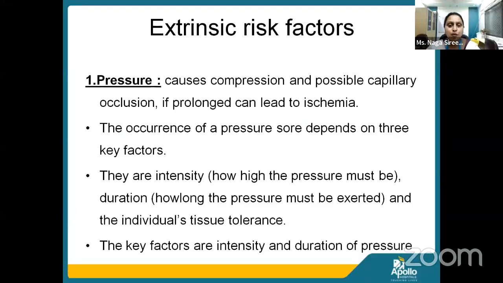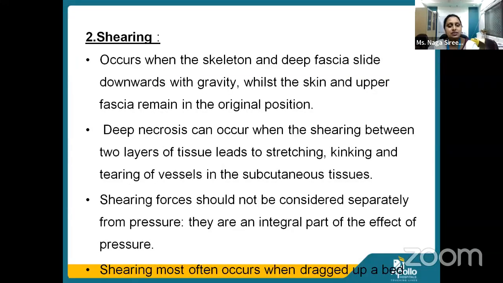What are the factors? Like we have factors for falls, we also have factors for pressure ulcers. What are the extrinsic risk factors? Pressure: high intensity, duration, and the individual's tolerance. There are three things I want you to remember. One is why this pressure occurs, maybe the patient's nutritional condition, the intensity of the pressure where the patient is lying down, and the duration, how long the patient is lying in the same position. These are very important.